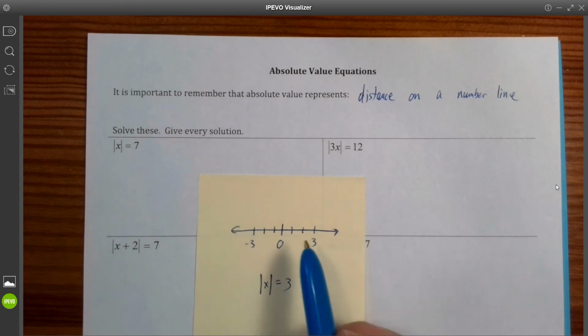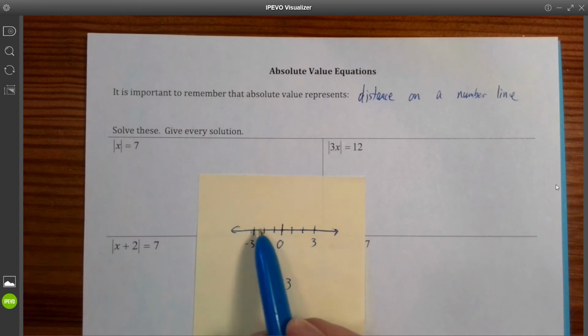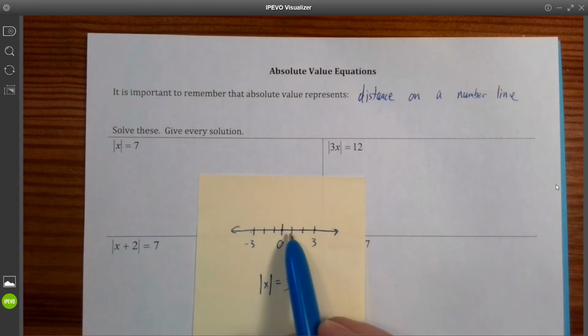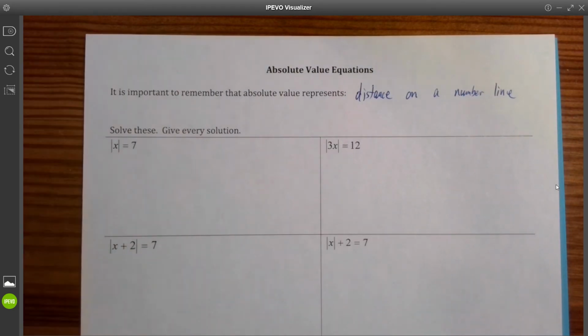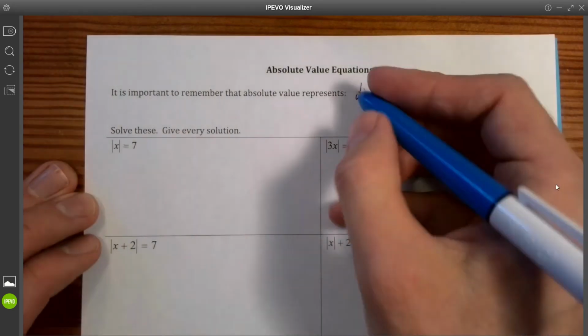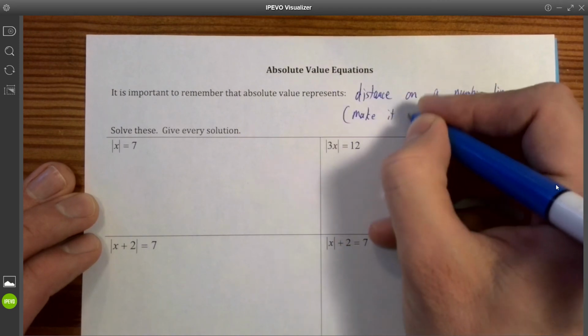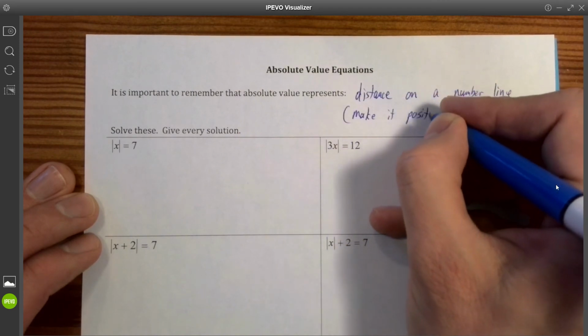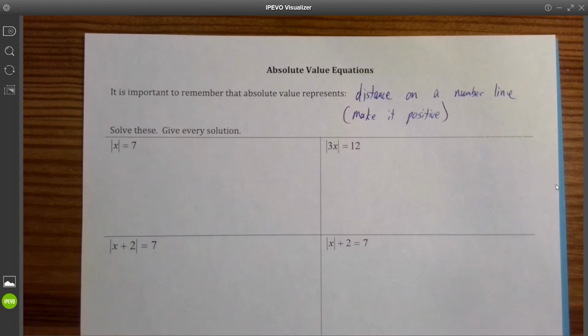What that means is I could travel from 0 to 3. I could travel from 0 to -3. I've still traveled a complete distance of 3. I might have moved forward, I might have moved backward, but I moved, right? So it represents distance on a number line, which really means that you make it positive. If it's not positive, you make it positive. If it is positive, you keep it positive. If it's 0, well, it's 0. You can't do anything with it, right?